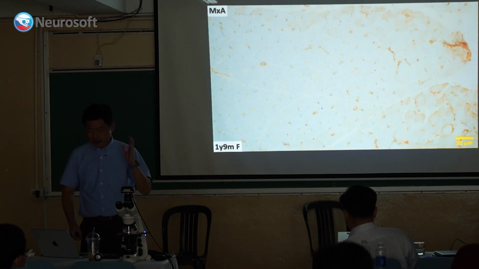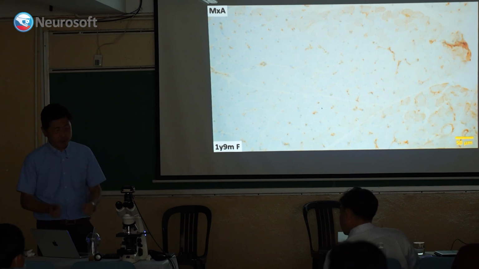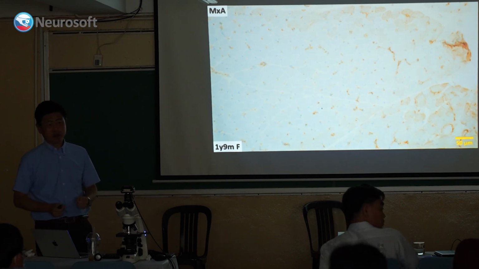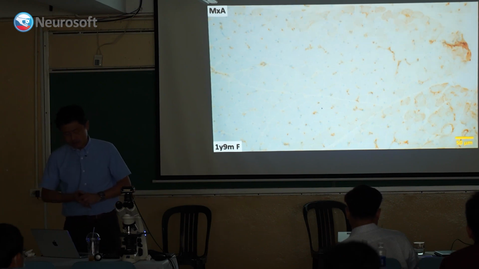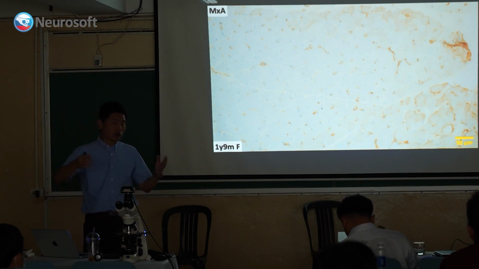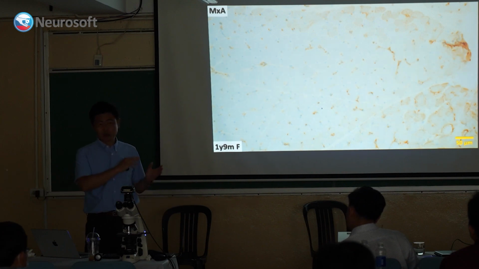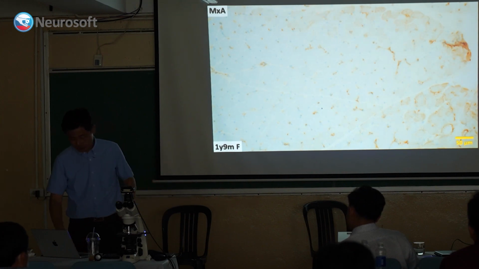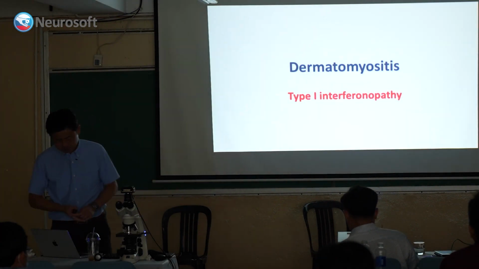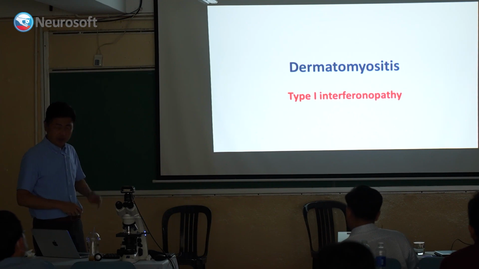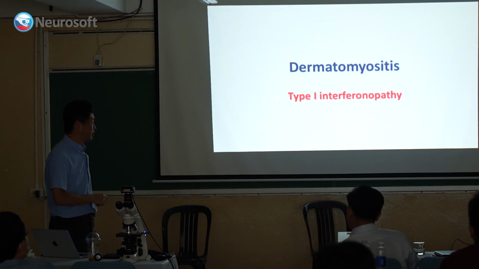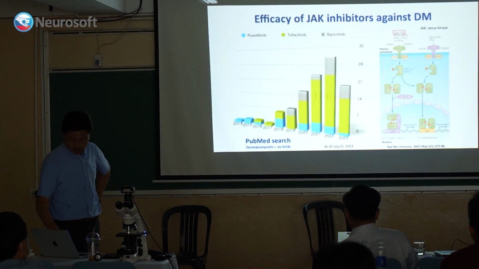So MxA immunohistochemistry is a very powerful and reliable diagnostic method. Now, laboratories all over the world have started doing this staining because it is so useful. So now, an increasing number of experts believe that dermatomyositis is a type 1 interferonopathy.